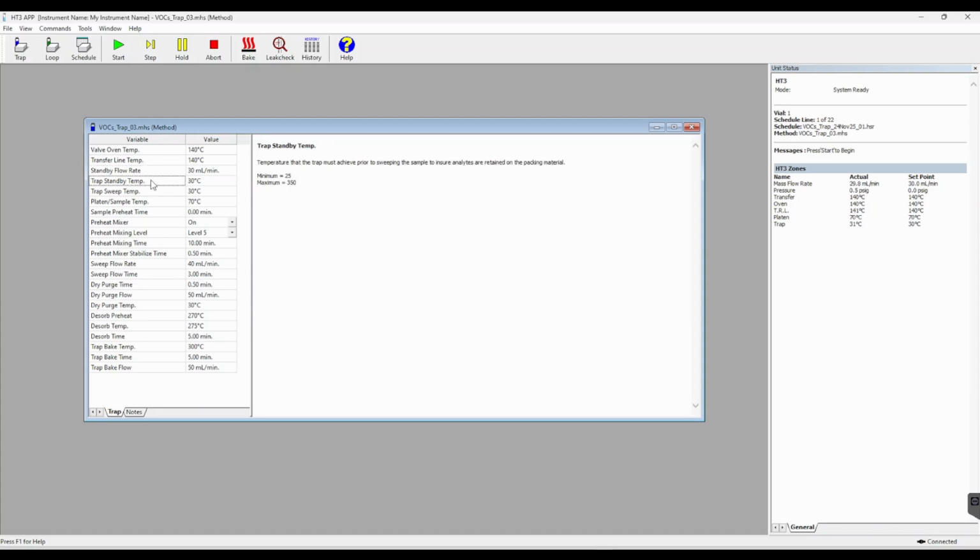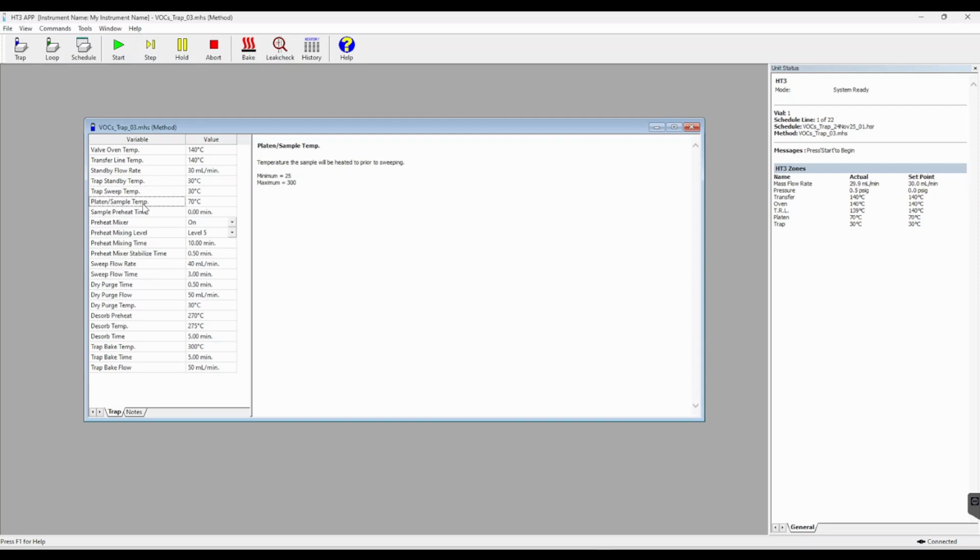Trap standby temperature. This is the temperature that the trap must achieve prior to sweeping the sample to ensure analytes are retained on the packing material. Be aware of the room temperature as this will affect how low you can realistically set your temperature. For the other variables, they are grouped, so I will skip trap sweep temp and come back to it in just a second. Platen/sample temperature.